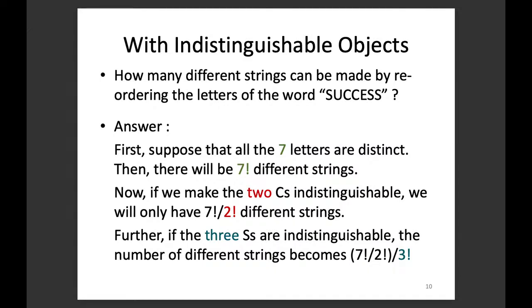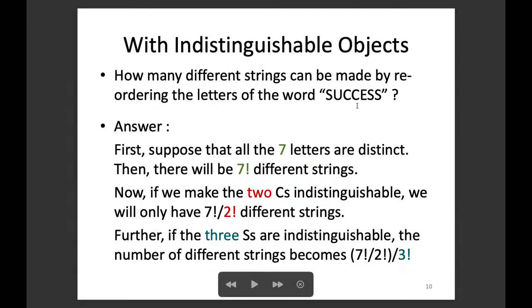Because there are 7 characters, each of the characters can be selected as the first one, each of the characters can be selected as the second one, and so on and so forth. So in that sense, we should have 7 times 6 times 5 times 4 times 3 times 2 times 1, which is equal to 7 factorial ways of arranging the characters.